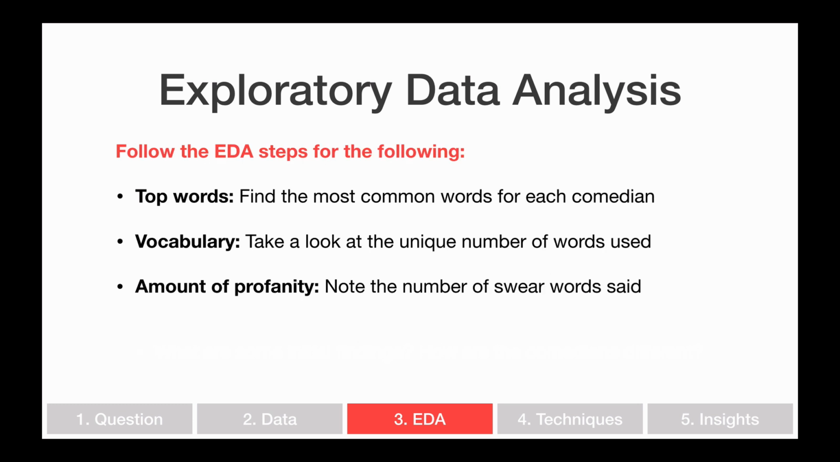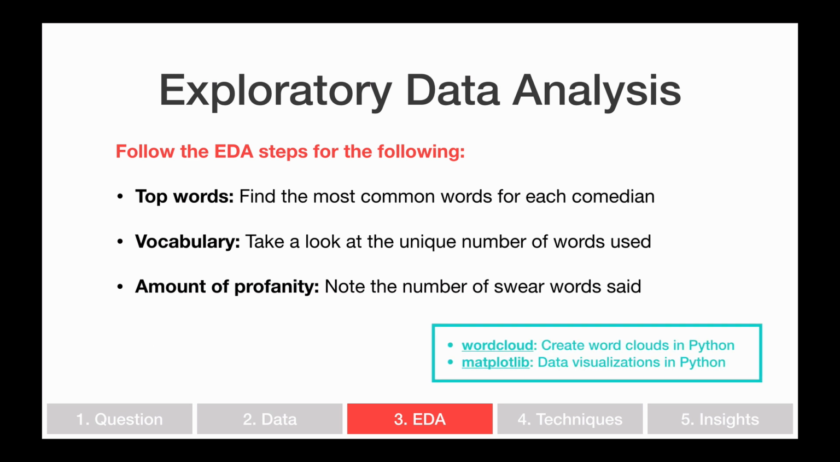And now what I'm going to do is follow these EDA steps for all 3 of the questions I've had here. So what are the top words for every comedian? What does the vocabulary look like for each comedian? And what is the profanity level for each comedian? And the way I'm going to do this is I'm going to use visualization techniques. So I'm going to use the word cloud library to create word clouds in Python. And then I'm also going to be using matplotlib, which is a standard data visualization library in Python.